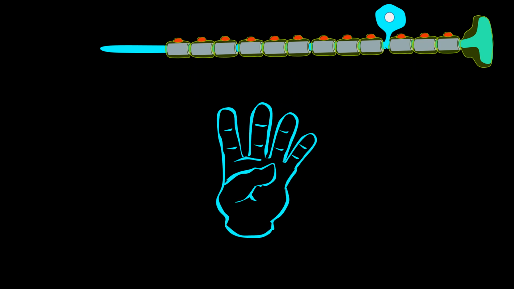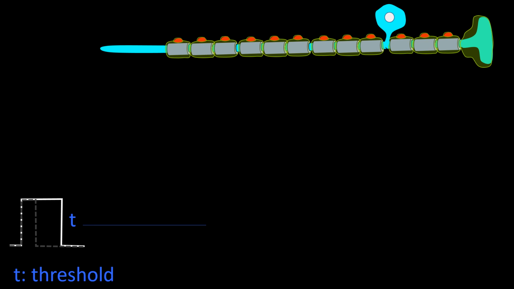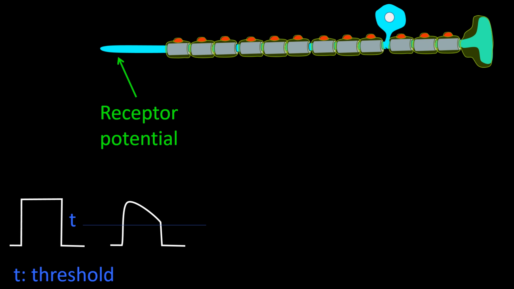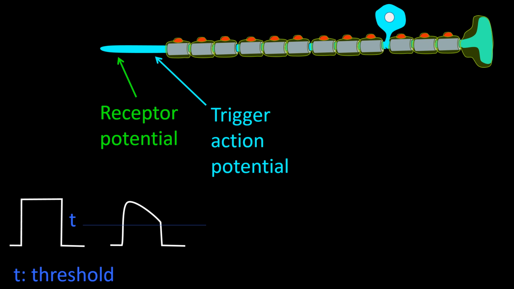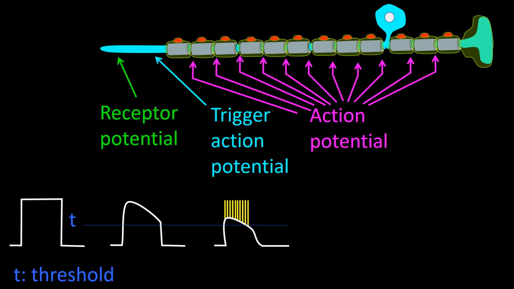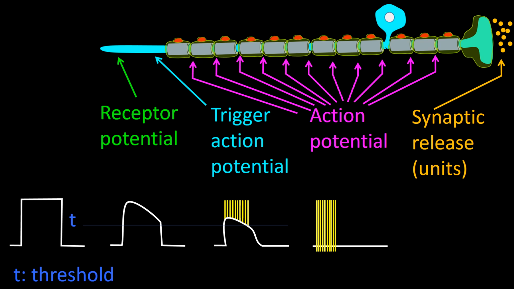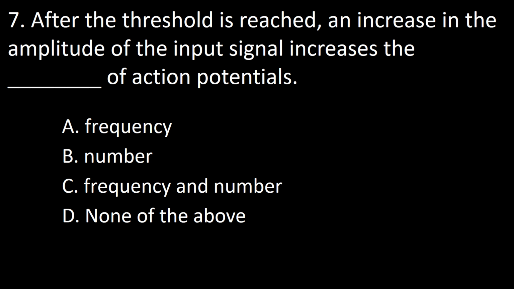The fourth scenario consists of increasing the duration of the stimulus without changing the amplitude. In this case, the receptor potential will be above threshold for a longer amount of time. The trigger action potential will produce more action potentials, but the frequency will not change. The action potentials will reflect the increase in number but not in frequency, and the synaptic discharge will also be increased, so 10 units of neurotransmitter will be released. So the answer to this question is C.